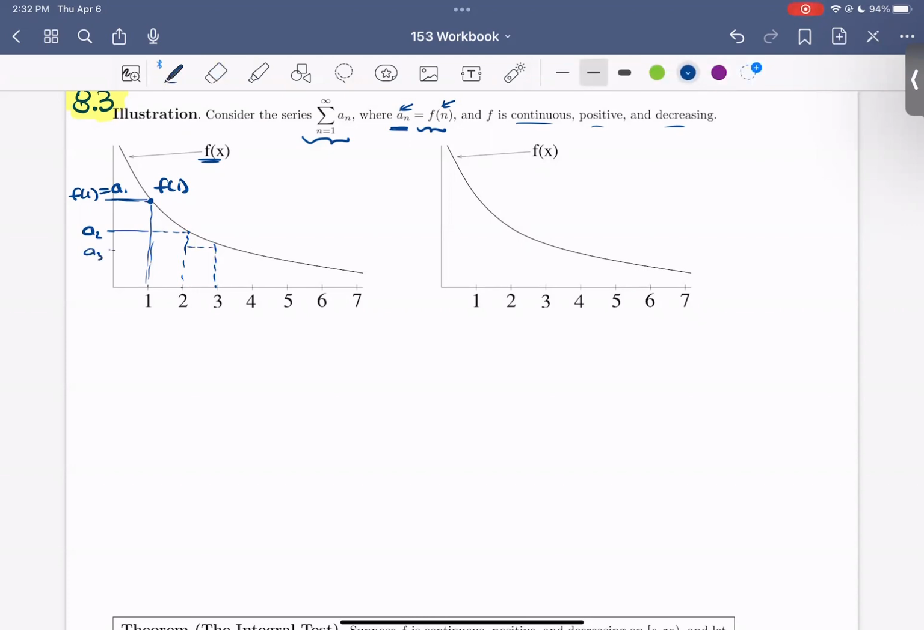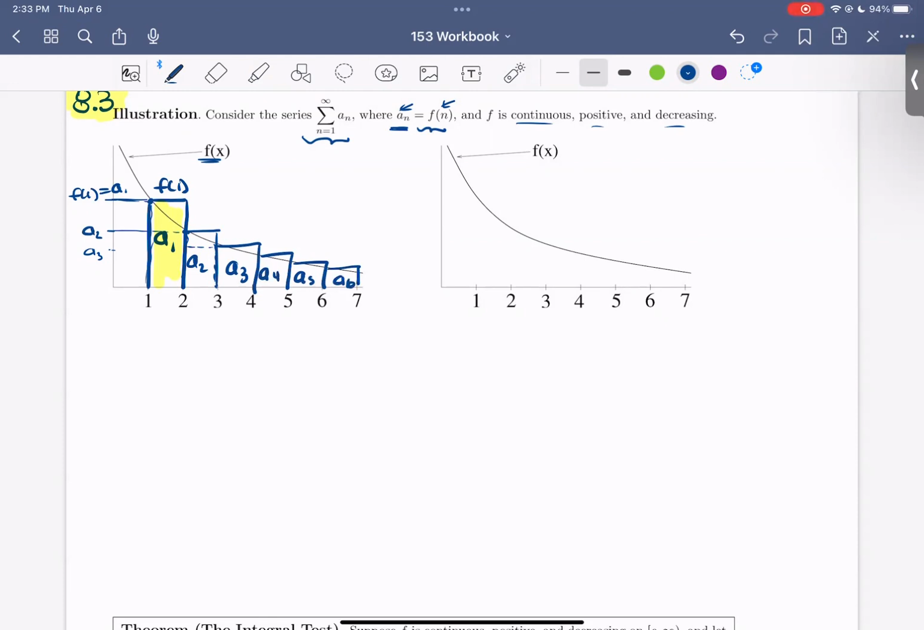So what I can do is create rectangles here. I'm going to create my first rectangle with a width of 1 and a height of a sub 1. So the area of this rectangle is actually a sub 1. Then we can continue. At 2, the output here is a sub 2, so if I go over 1, the area here is a sub 2. And I can continue: a sub 3, a sub 4, a sub 5, a sub 6.